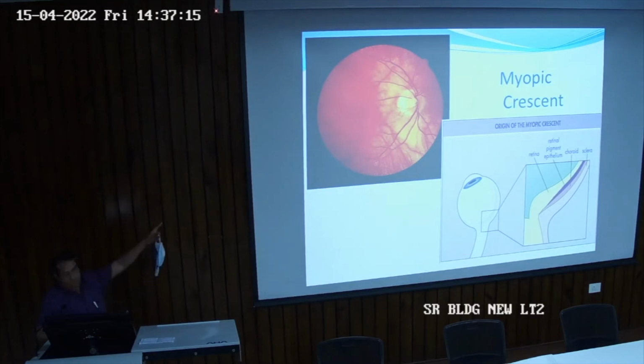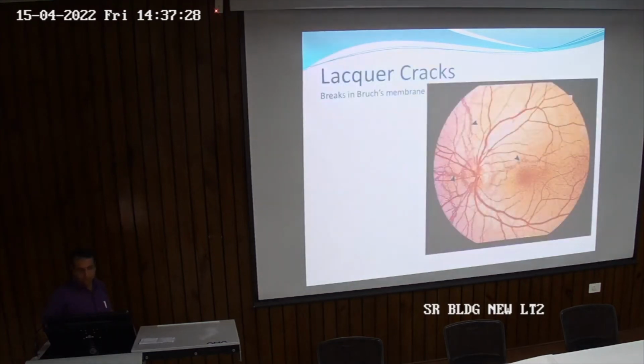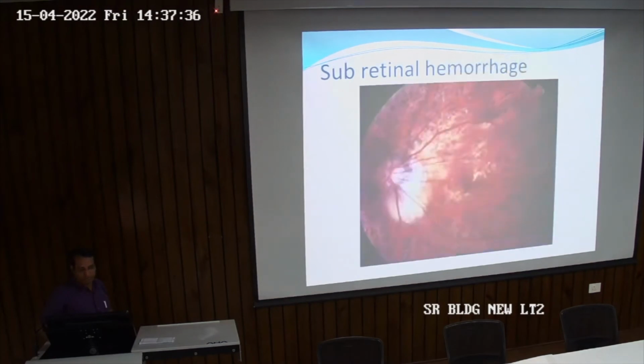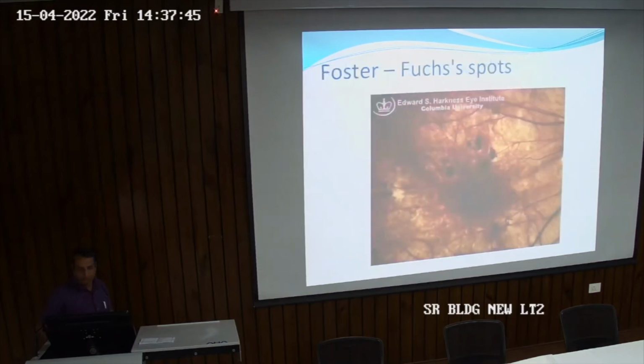The round structure from which the blood vessels are coming out, that is the optic disc. Surrounding the optic disc there will be a myopic crescent. Lacquer cracks are seen due to the breaks in Bruch's membrane at the level of the choroid. Subretinal neovascularization is present, and subretinal hemorrhages. These are the changes seen in degenerative myopia or pathological myopia.